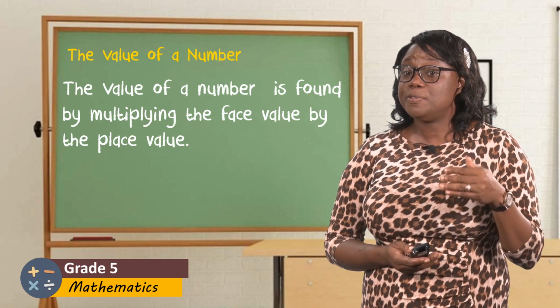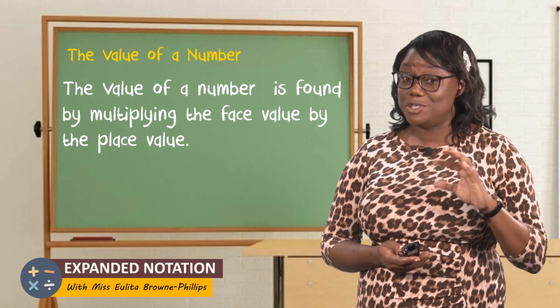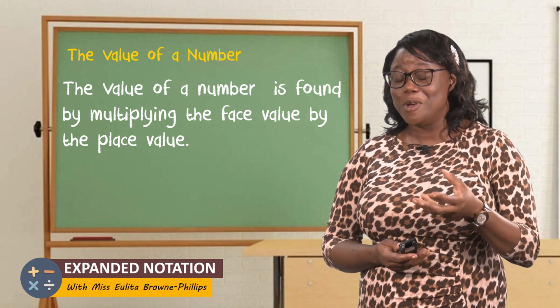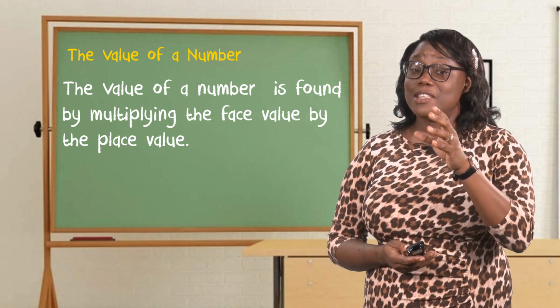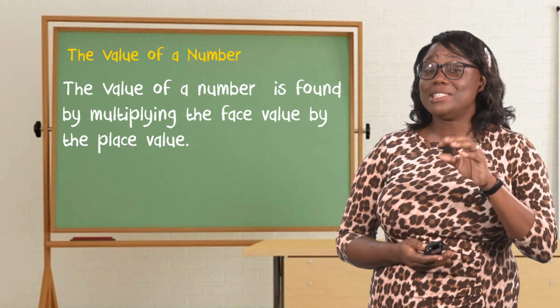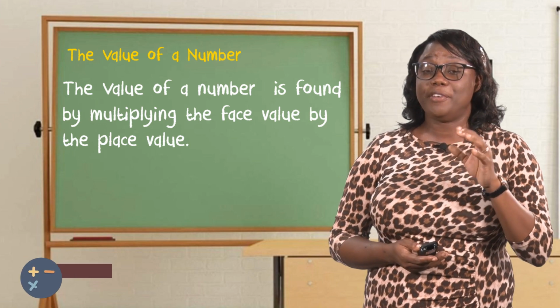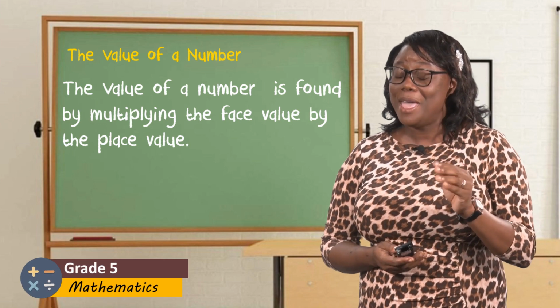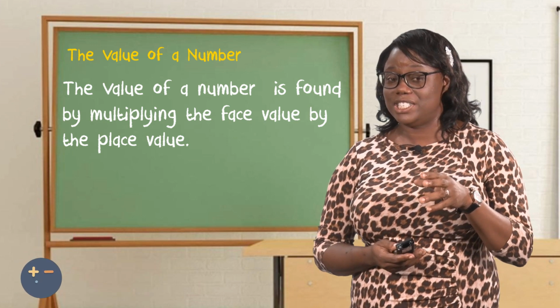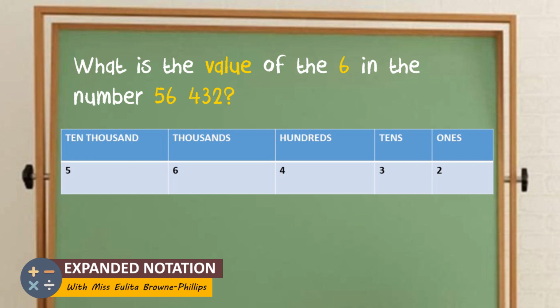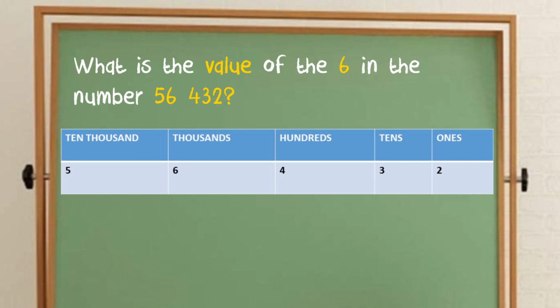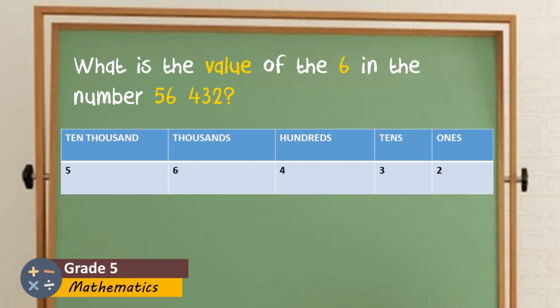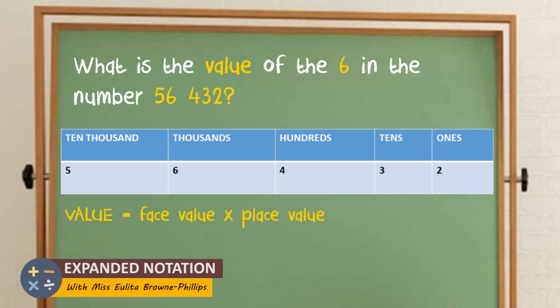The value of a number is found by multiplying the face value, what you see, by the place value, the position of the digit in the number. So, to calculate the value of a number, we multiply the face value by the place value. Let's look at the number 56,432. What is the value of the 6? Remember, boys and girls, to calculate the value, we multiply the face value by the place value.